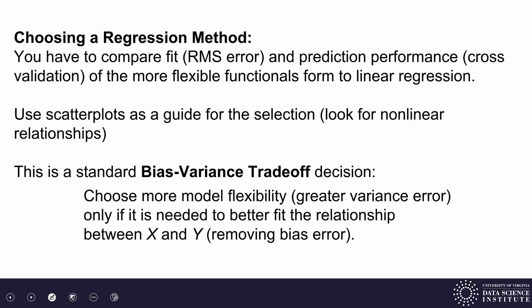We also need to think about this as a standard bias-variance trade-off. As you increase model flexibility and choose a more flexible model, that has greater variance error, so greater potential for variance error. The only times we want to do that is when the trade-off gives us a benefit by removing bias error, meaning a bias in our model that doesn't fit the data. Right? The model assumes that the relationship is linear, but the relationship is not linear. That's going to introduce bias error. We can get rid of that bias error by picking the relationship for our model that better fits the relationship in the data.